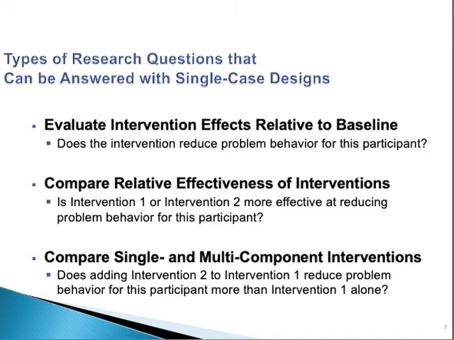So the types of research questions that can be answered with single case designs: we can evaluate intervention effects relative to baseline. So, for example, does this intervention reduce problem behavior for the participant? We can compare the relative effectiveness of two interventions. So is intervention 1 or intervention 2 more effective at reducing problem behavior for this participant? And we can compare single and multi-component interventions. Does adding intervention 2 to intervention 1 reduce problem behavior for this participant more than intervention 1 alone?